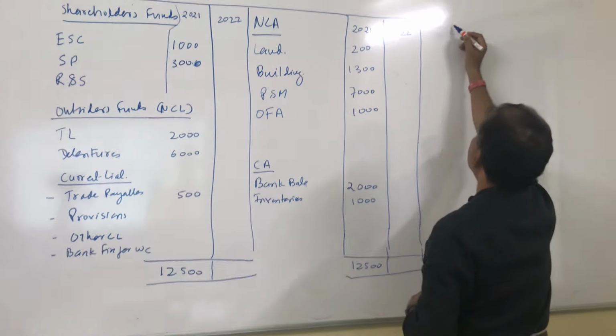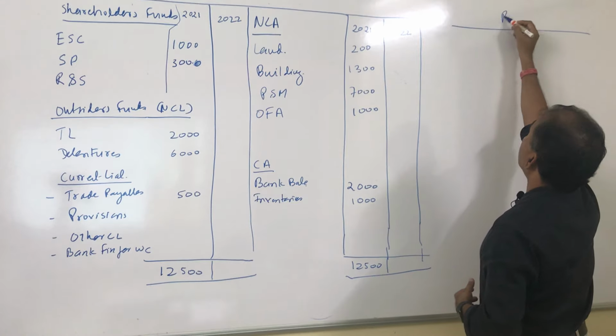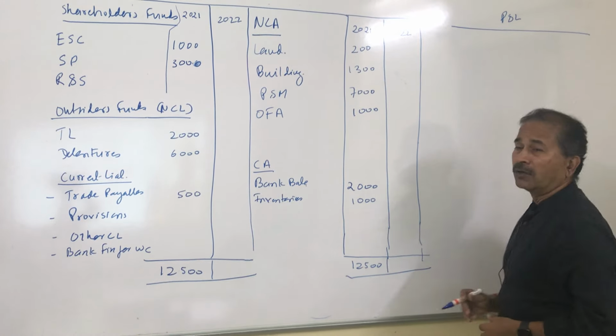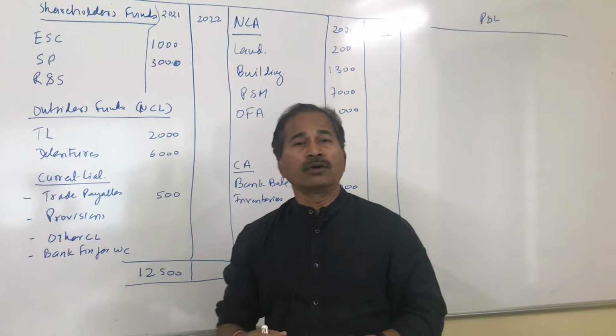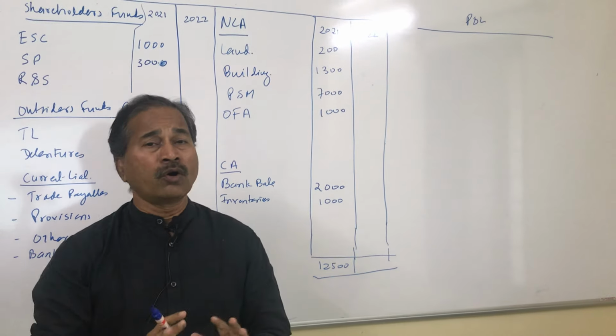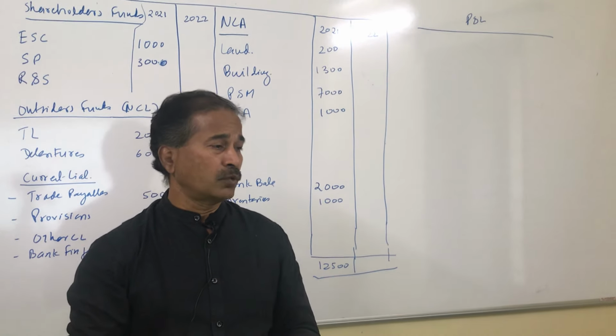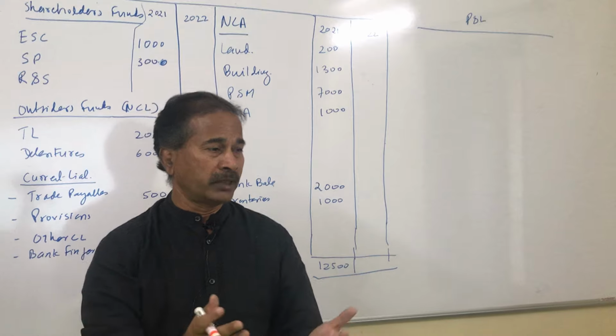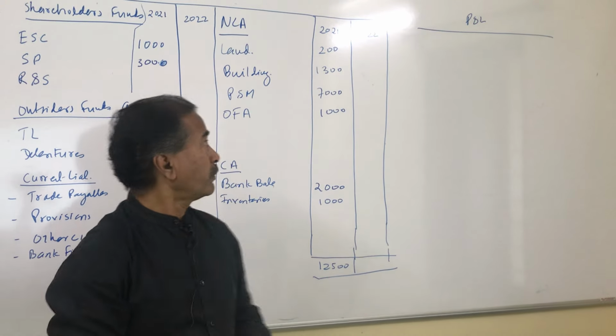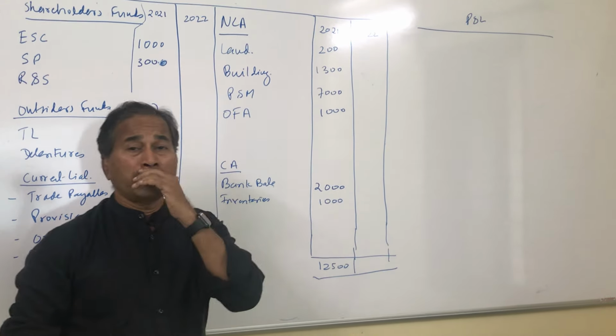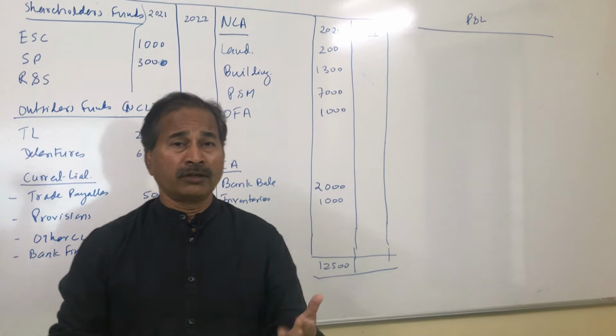Profit and loss, you can call it profit and loss, you can call it income statement, you can call it profitability statement. All of them mean the same thing. There is no difference whatsoever, right? So you call them by any name, they all mean the same thing. So what will you have in your profit and loss statement?